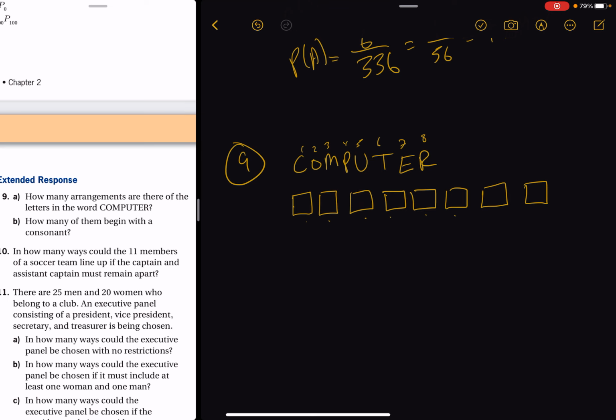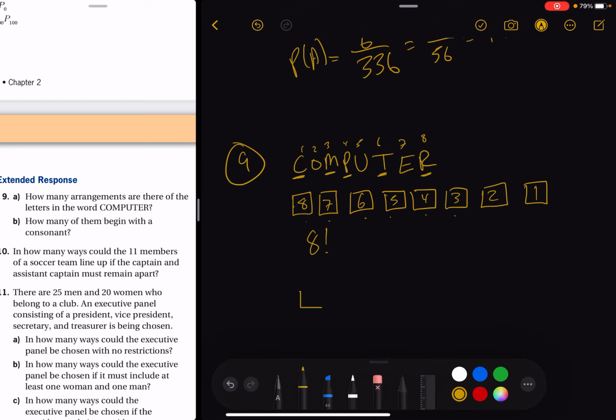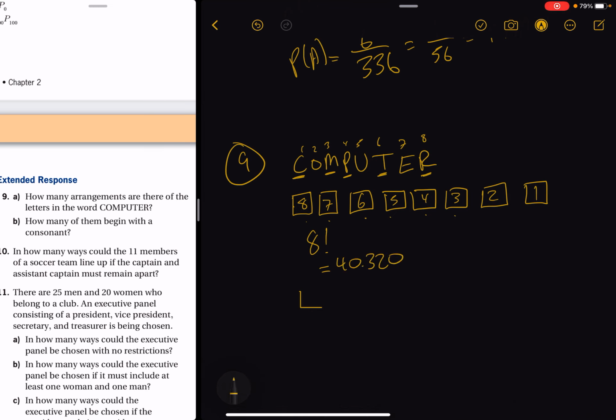We have 8 choices for the first. Once we use a letter, we only have 7 choices, times 6, times 5, times 4, times 3, times 2, times 1. Basically, 8 factorial ways to arrange them. Now, what if I can only begin with a consonant? That's 1, 2, 3, 4, 5. I have 5 choices for my first, so this all changes, right? By the way, what is 8 factorial? 8 factorial is 40,320. That's the answer to 9A.